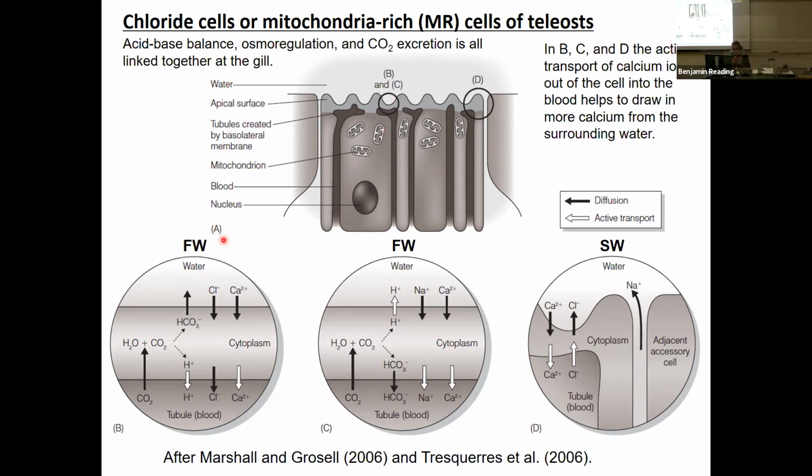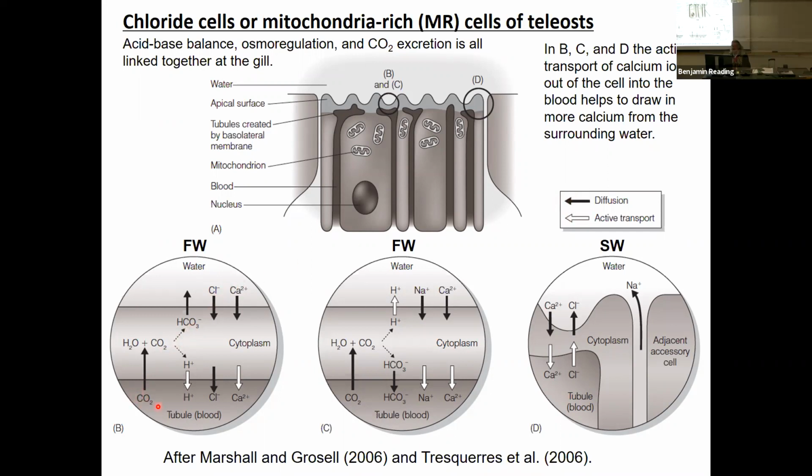Two, the apical surface of some mitochondrial-rich cells of the gill in freshwater fishes take up chloride from the environment in exchange for bicarbonate. What? So here, there's an ion pump. There's an active process here that is shown by the white arrows, and then there's a passive diffusion process shown by the solid arrows. And what happens is this.